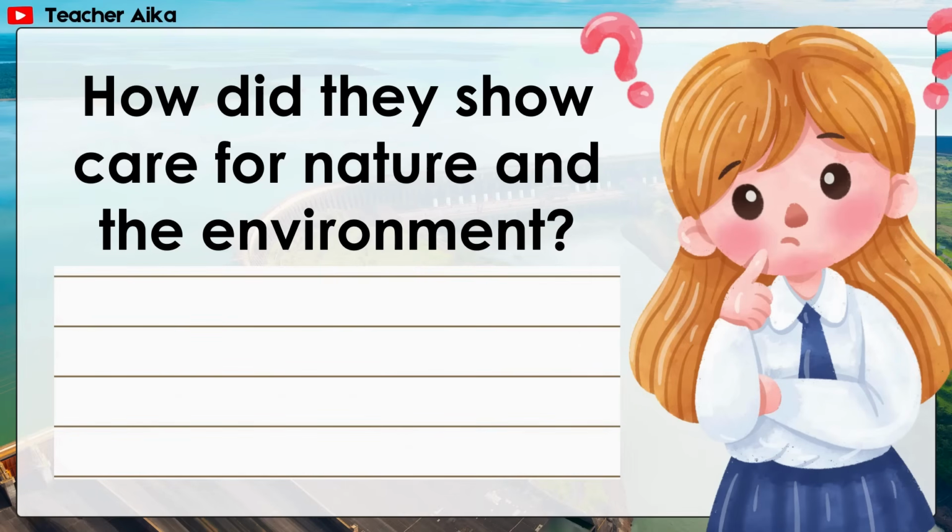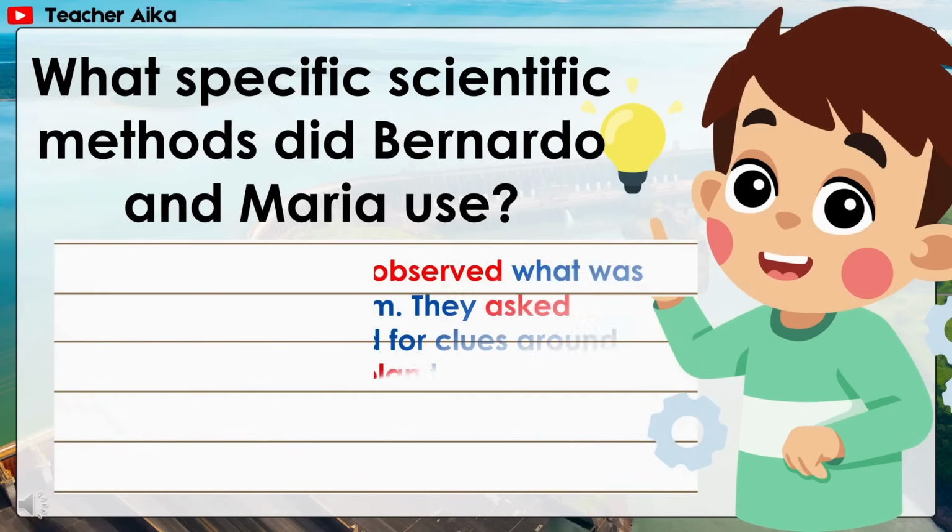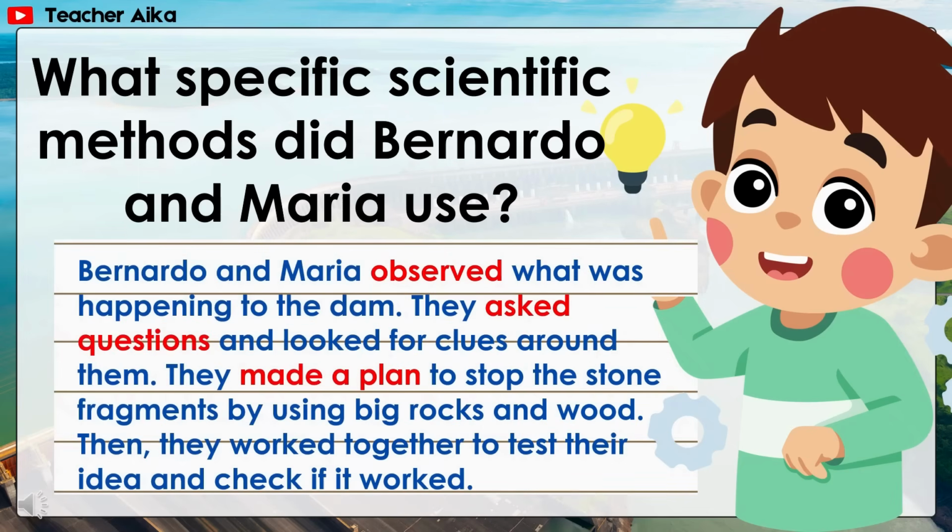How did they show care for nature and the environment? Answer: Bernardo and Maria observed what was happening to the dam. They asked questions and looked for clues around them. They made a plan to stop the stone fragments by using big rocks and wood. Then, they worked together to test their idea and check if it worked.